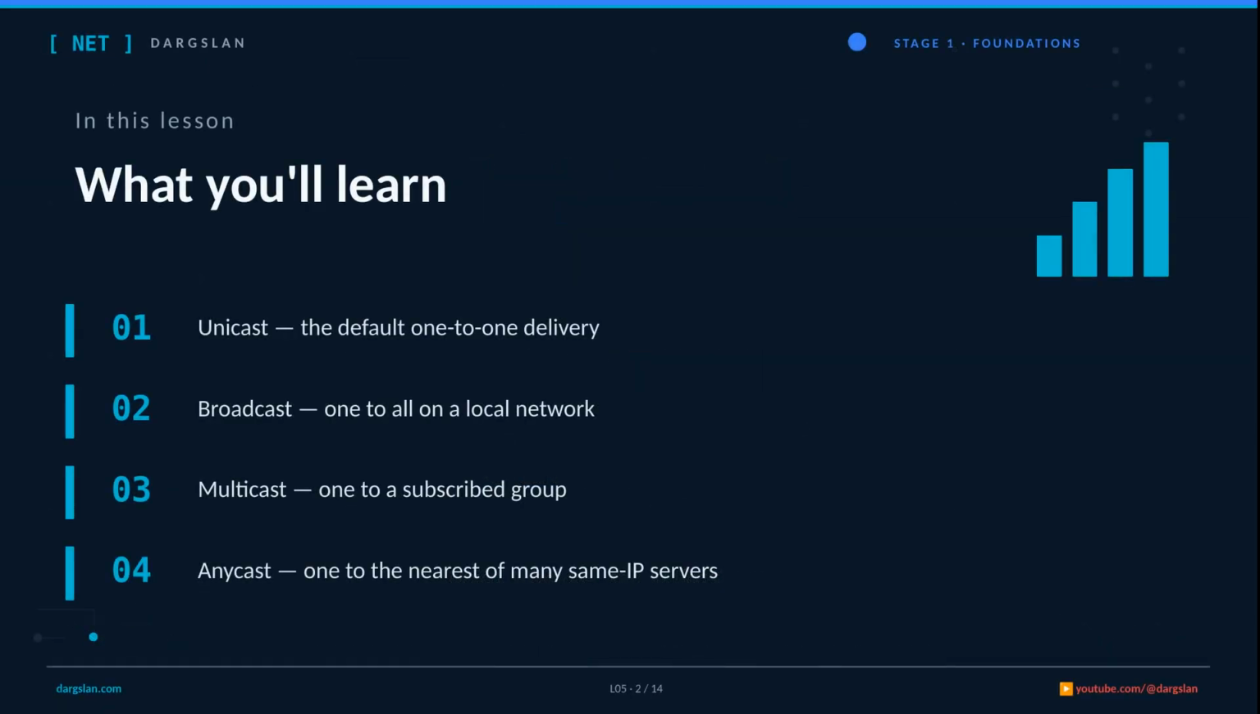So here's the roadmap for the next few minutes. We'll start with Unicast, the everyday one-to-one delivery that powers most of your internet traffic. Then we'll look at broadcast, where a single message reaches every device on a local network. After that, multicast, a more selective approach that delivers only to devices that have chosen to listen. And finally, anycast, a clever pattern where the same address can route you to whichever server happens to be closest.